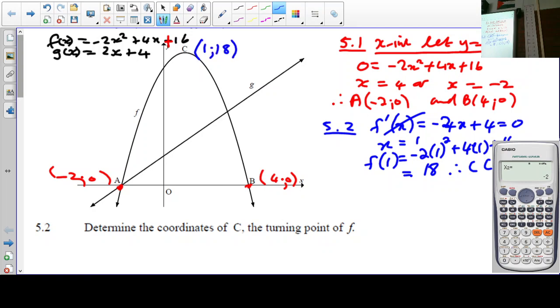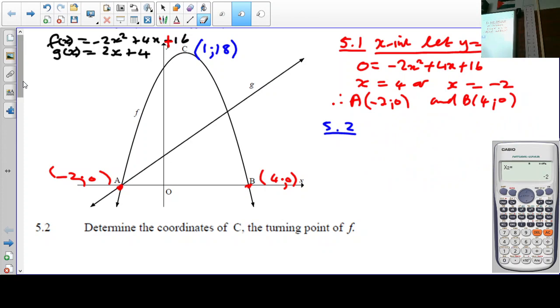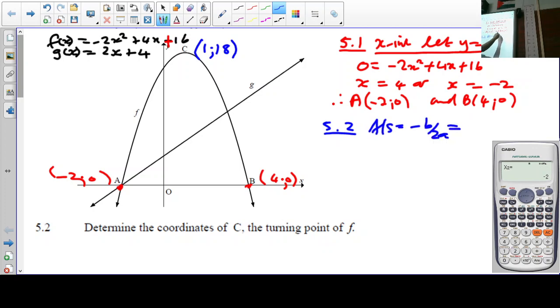How else could we have done it? Minus b over 2a. So your axis of symmetry is minus b over 2a. It's going to be negative 4 over 2 times negative 2, which is 1. f of 1, as I showed you already, works out to be 18. So it's (1; 18).